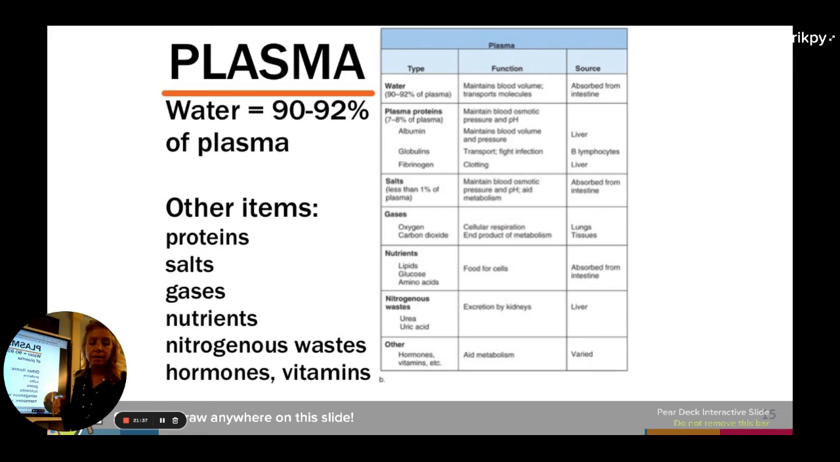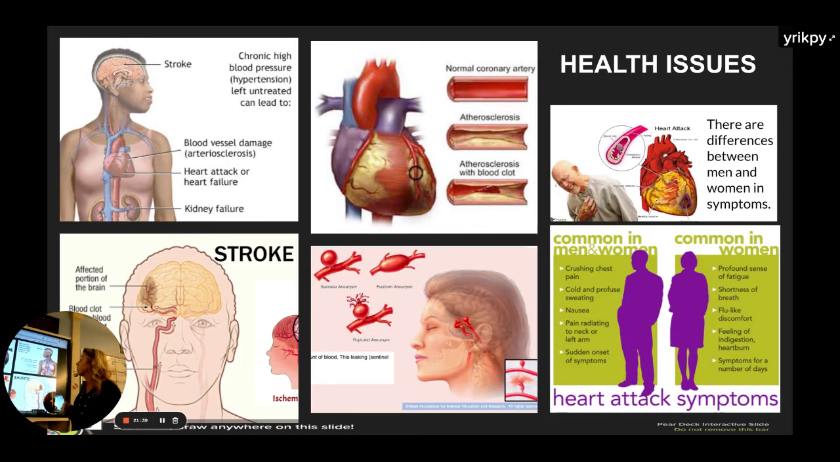And then the last thing we talked about were those health issues, right? A stroke is brain death. Why is it dead? Because it doesn't have any oxygen. Now, you could have a stroke as a result of an aneurysm. You could have a stroke as a result of a blood clot, right? You're just not getting that oxygen.